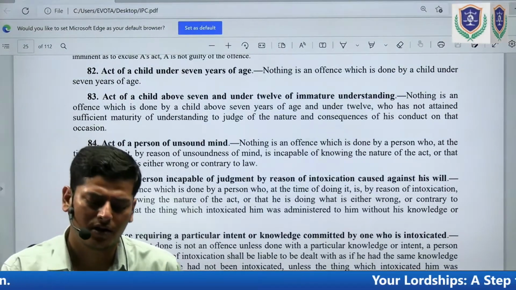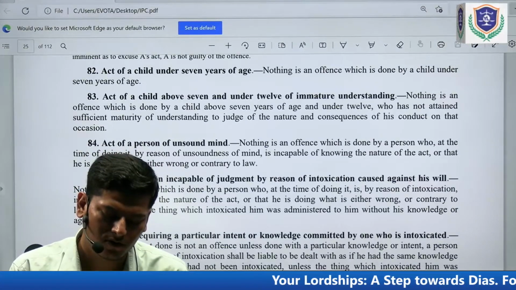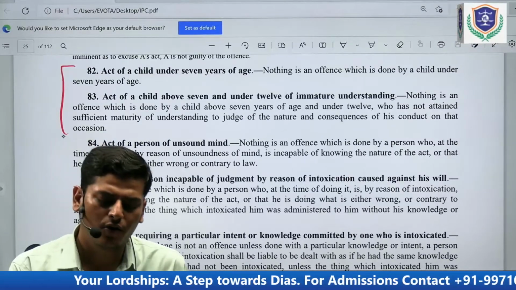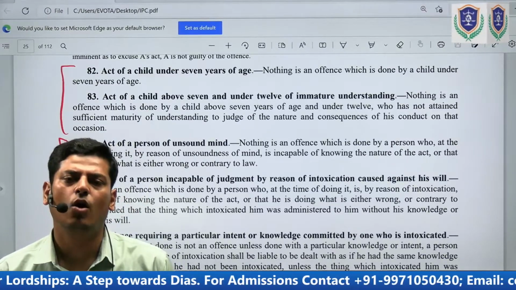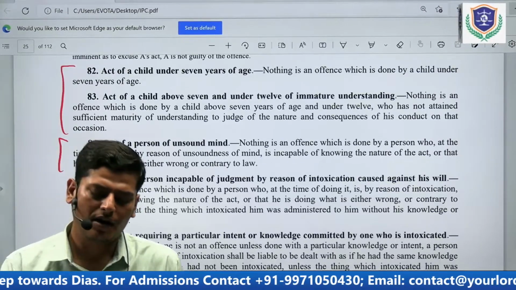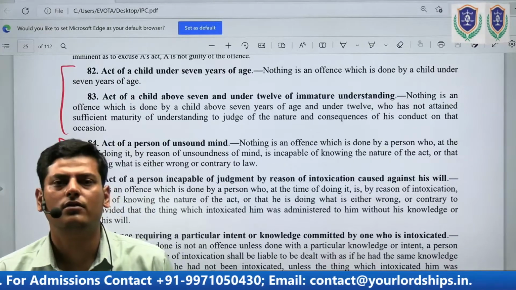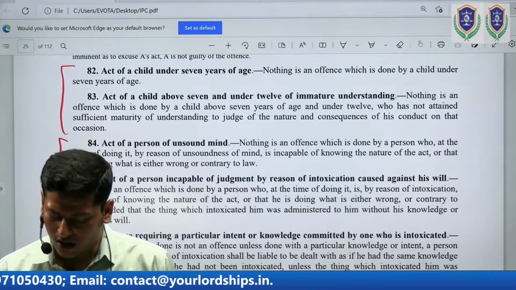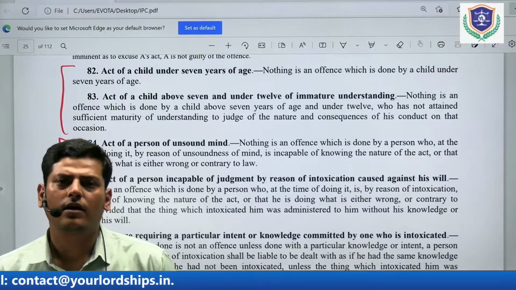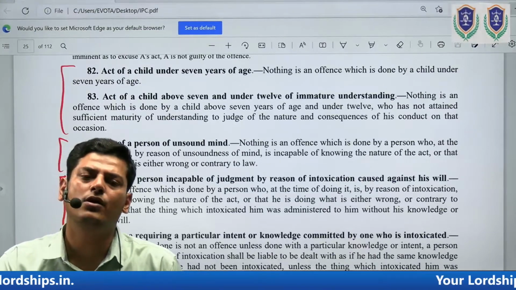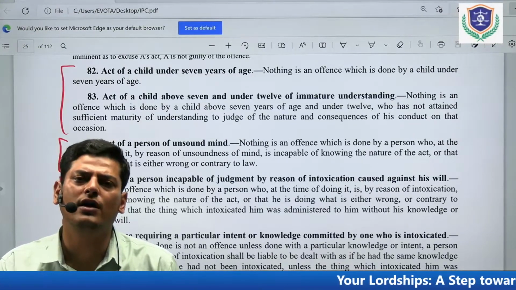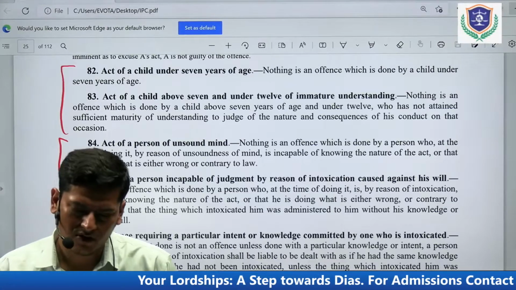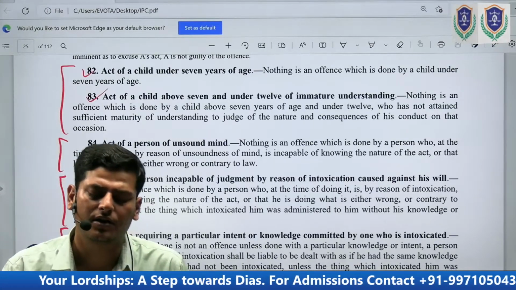Sections 82 and 83 deal with the defense of infancy. Section 84 deals with the defense of insanity or unsoundness of mind. And sections 85 and 86 deal with the defense of intoxication. In all these three cases, we see that if the person who has committed the offense is unable to know the nature and consequences of his act, then his liability is exempted. Okay. Firstly, we'll deal with section 82 and section 83.